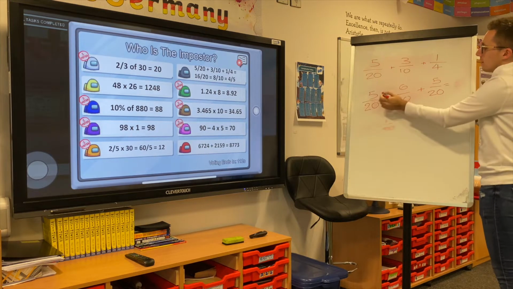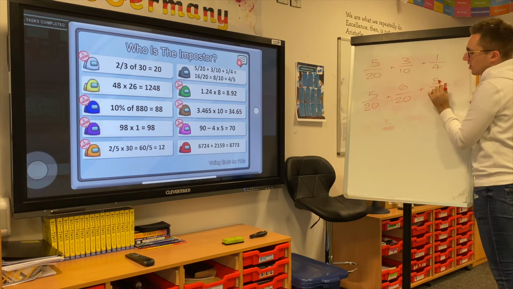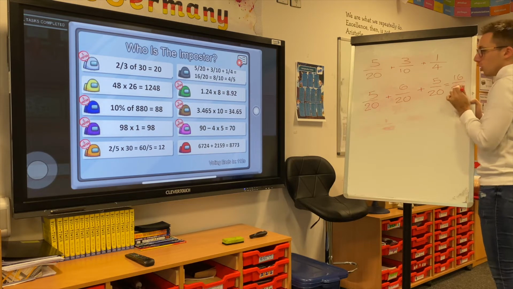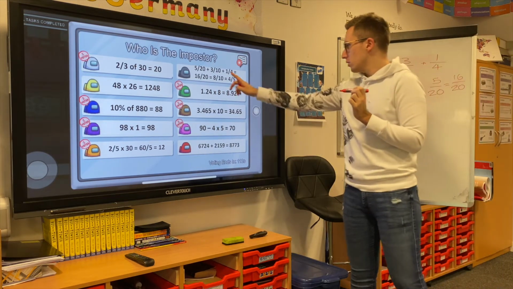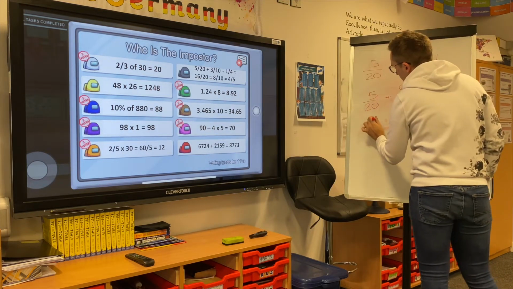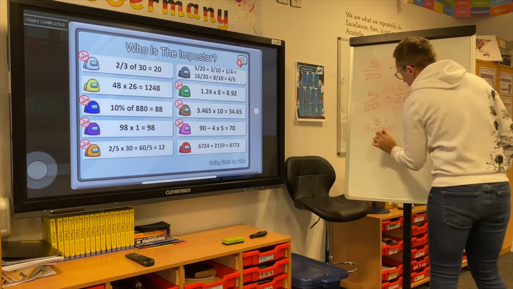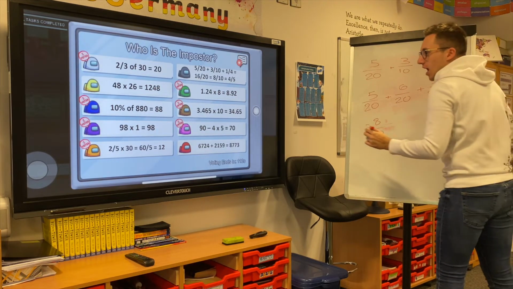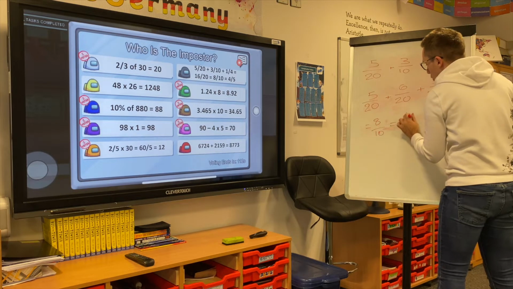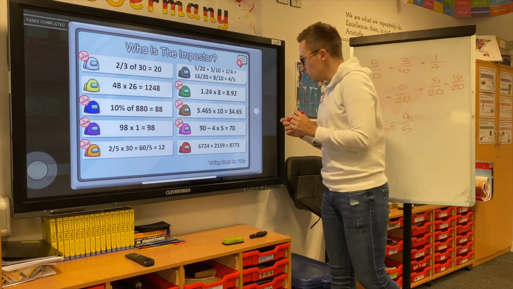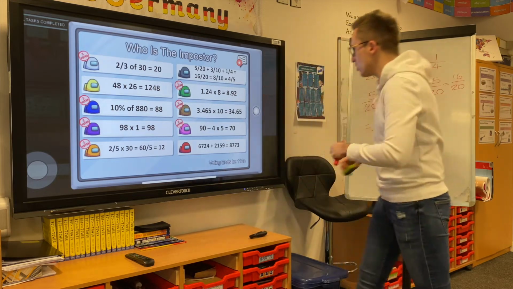So, 5 add 5 is 10, add 6 is 16. So it's 16 over 20, which is fine. They're saying that would cancel down to 8 over 10, which it would because we could halve both. And then they're saying it would cancel down to 4 over 5, which again, it would. So I'm happy that black is not an imposter either.